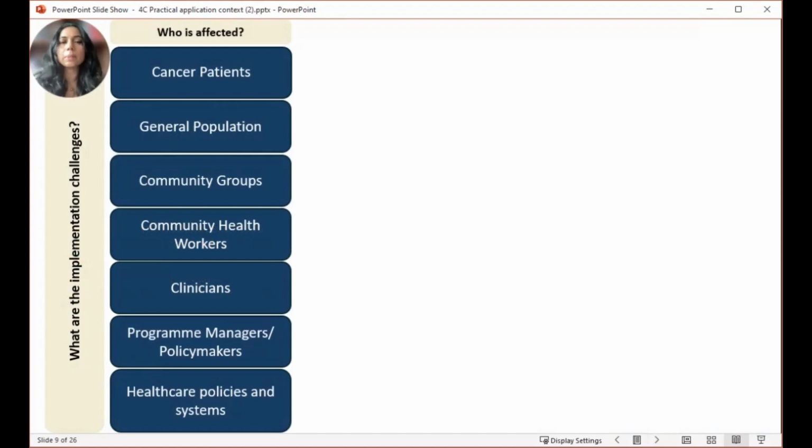Now, I spoke about implementation challenges earlier. In our setting, one of the most important implementation challenges was late presentation of cancer patients resulting in poor survival, underutilization of services. And then we spoke about who is affected. In our project, we listed all the stakeholders or all the individuals and communities and groups who are affected and who can affect change, namely cancer patients, general population community groups, community health workers, clinicians, program managers, policymakers, as well as healthcare policies and systems.